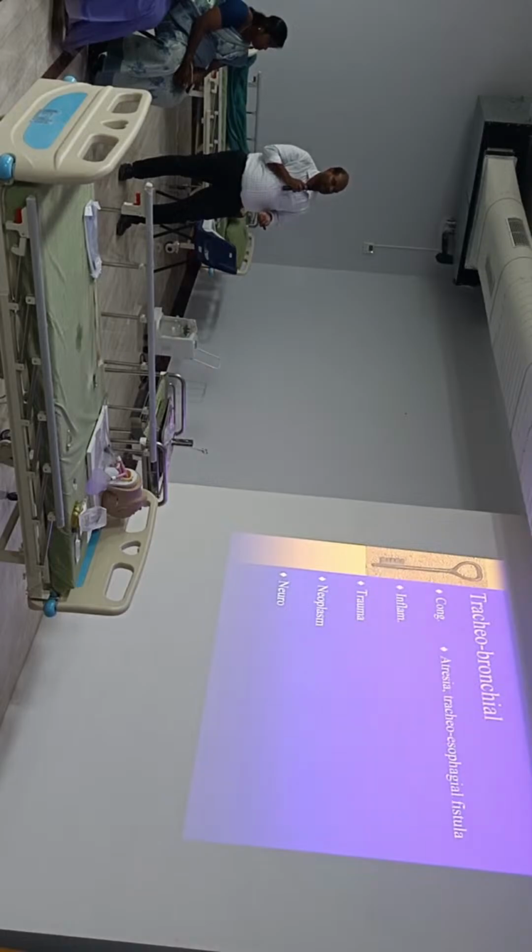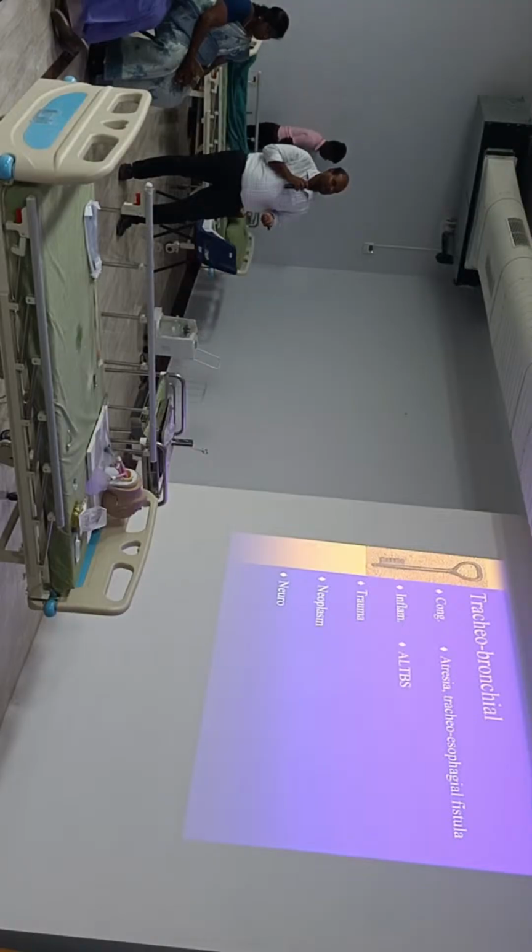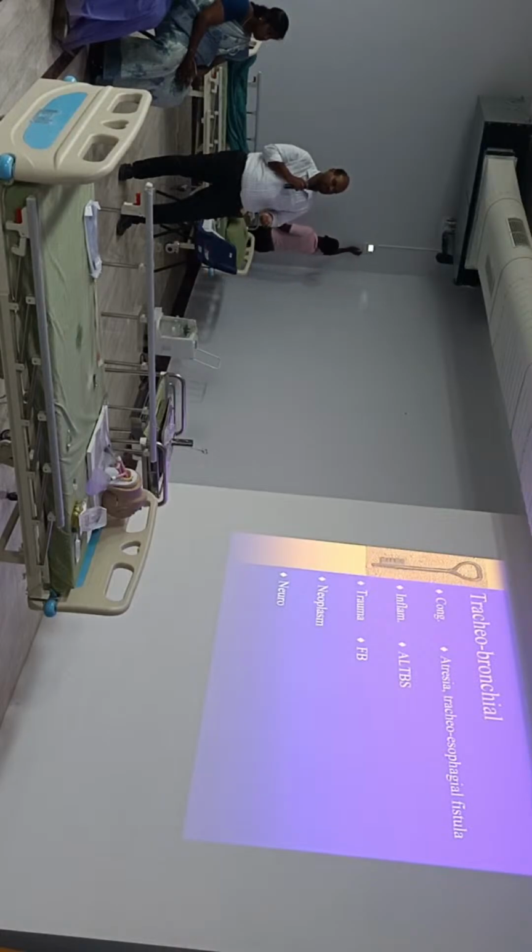At the level of the trachea, the most common congenital conditions are atresia, that is the trachea is not fully developed, or a tracheoesophageal fistula, that is there is a connection between the trachea and the esophagus. From the inflammatory side, any upper or lower respiratory tract infection, or trauma, most commonly maxillofacial trauma. And from the neoplastic side, it may be related to any malignancy arising from any level of the trachea or the bronchus.